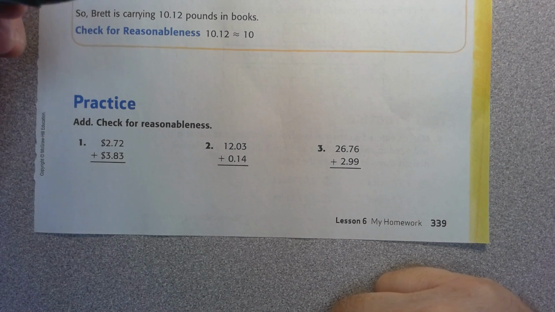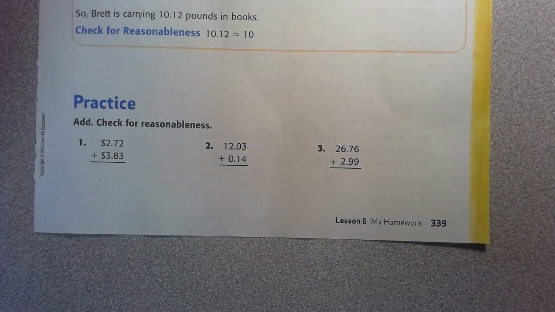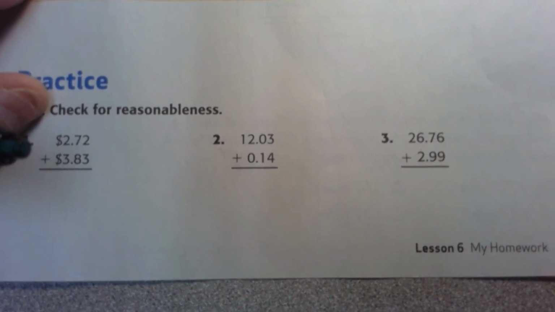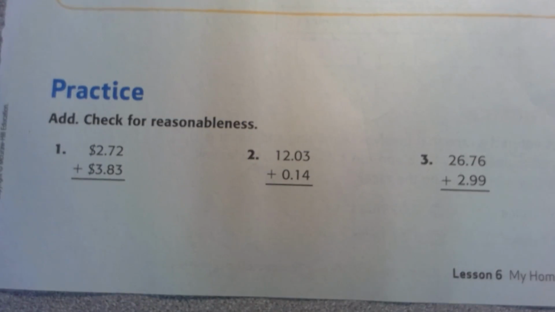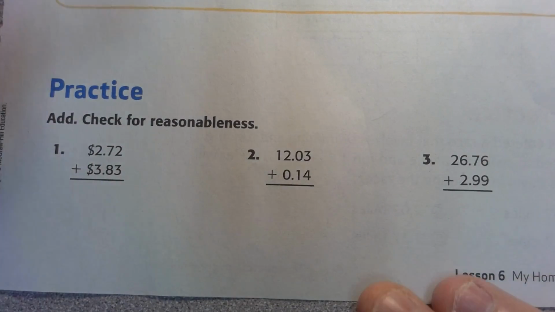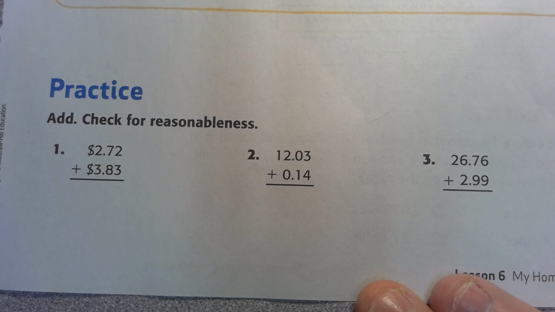Okay, so first thing when I approach this problem, I say, are the decimals lined up? Yep. Are they lined up in number 1? Yes. All right, let's look at all 3 of them. Are all 3 of them lined up? Yes. Looks to me like they are. This is lined up. That's lined up. So we can go ahead and just add these, right?